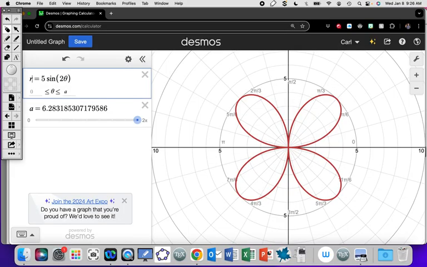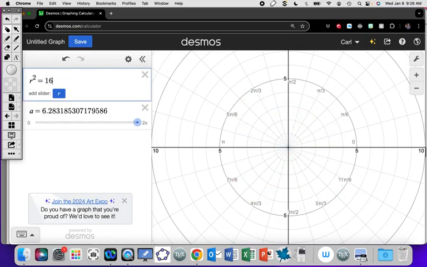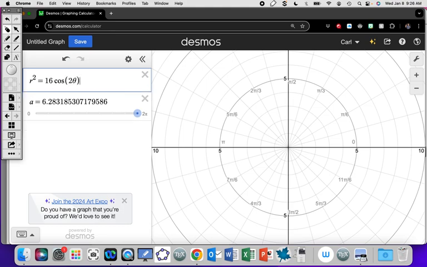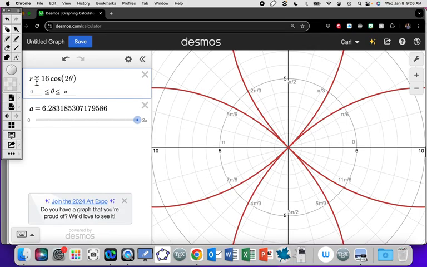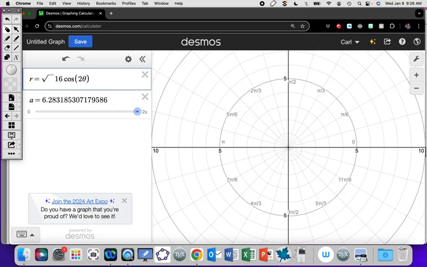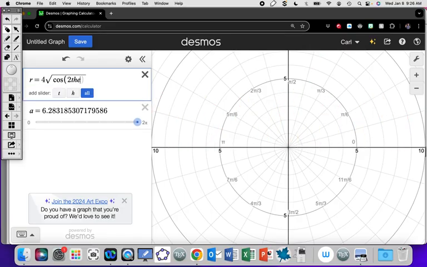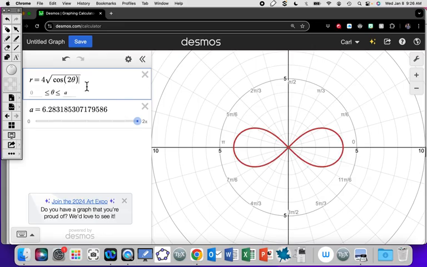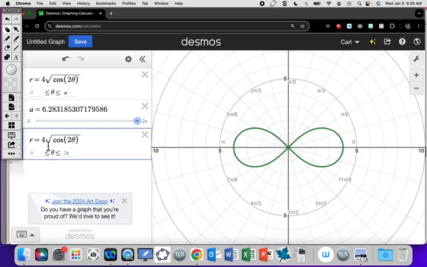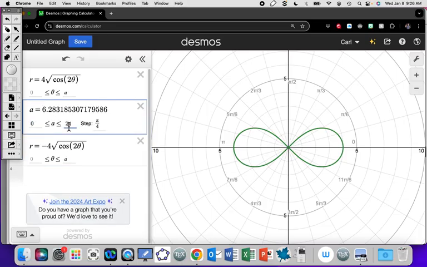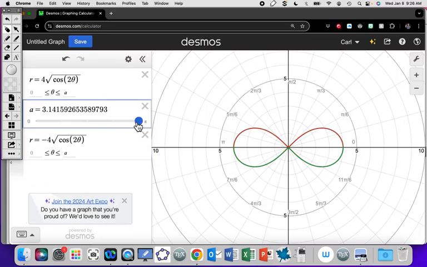So if we try to, let's try to graph r squared equals 16 cosine 2 theta. It doesn't give us anything. So what we got to do is put the r in there, and we'll do a square root of this. So 4 square root cosine 2 theta. And then the negative. And we'll let theta go from 0 to a. And for us, we had a run from 0 to pi with the step of pi over 4. So let's see what happens here.